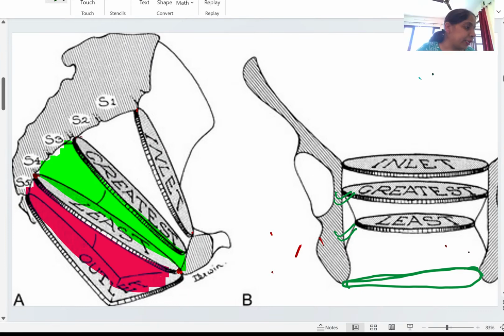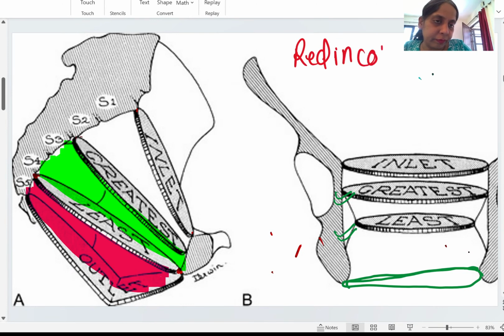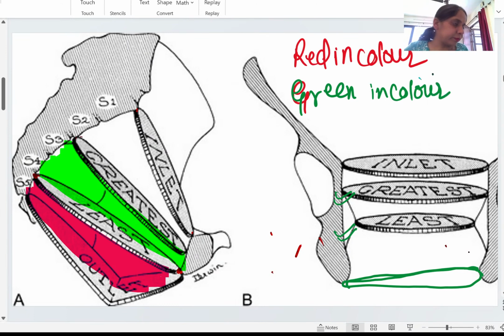Please tell me what is this red in color? And what is this green in color? Please tell me what is red in color. Yes, Dr. Isra, it is a subcavity. Obstetric outlet is a subcavity.